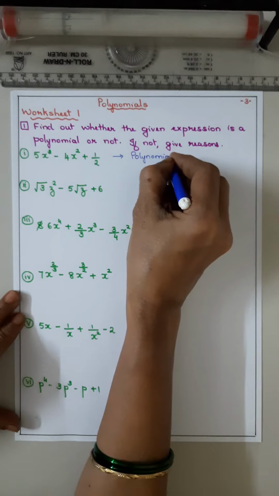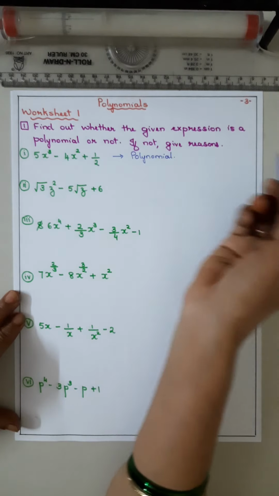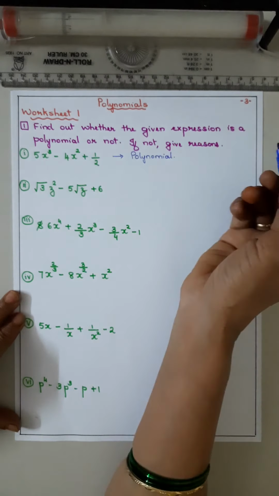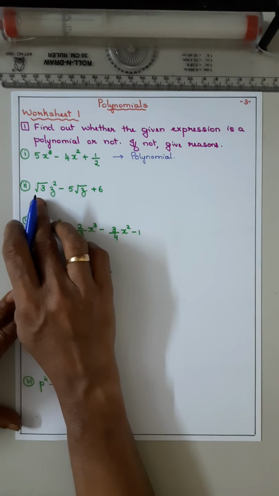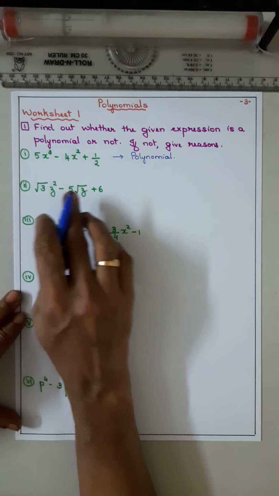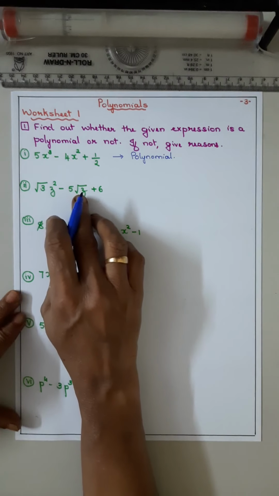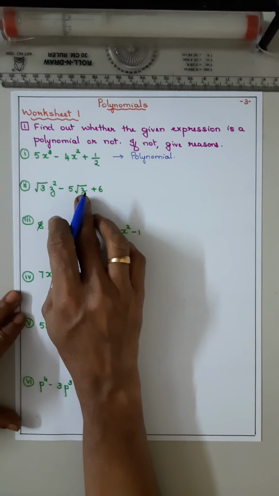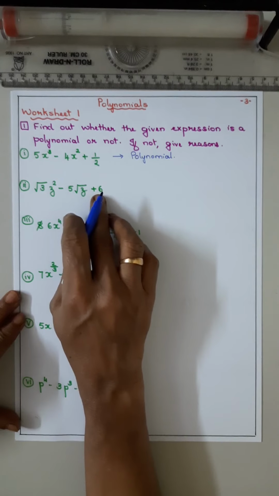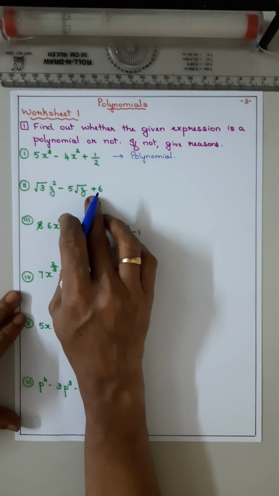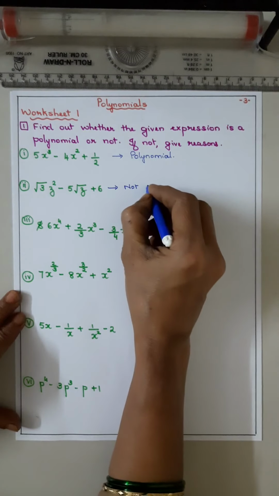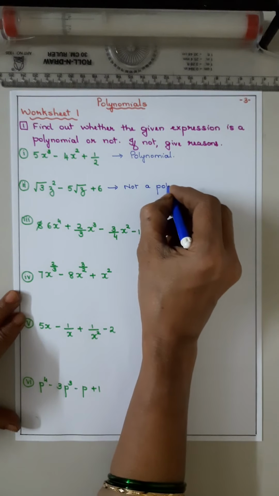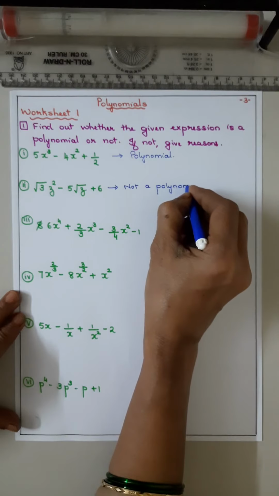The power of the variable is 3 and 2. Then it is correct. Now, the square root of 3 z squared minus 5 root z plus 6. Is it a polynomial? No. It is not a polynomial. Why?